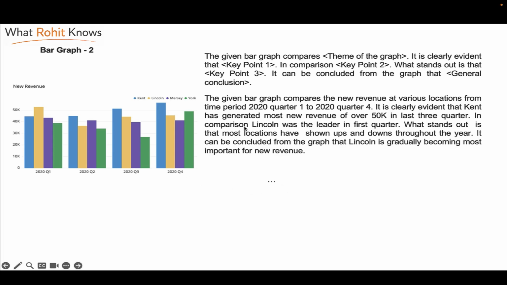In comparison, Lincoln was the leader in the first quarter, because this is a bit of a difference. Here the blue is not the tallest. This yellow or orange one is the tallest. So that becomes the comparison. And what stands out is that most locations have shown ups and downs throughout the year, as they are all increasing or decreasing. And finally, a conclusion. It can be concluded from the graph that Lincoln is gradually becoming most important for new revenue.